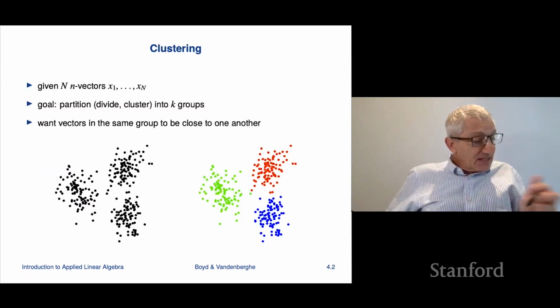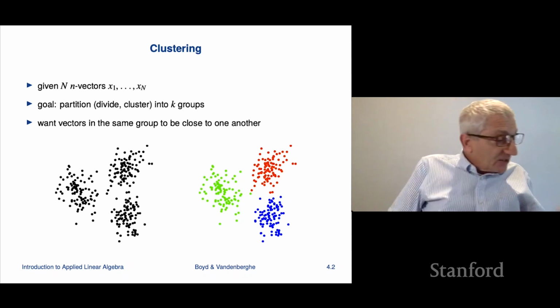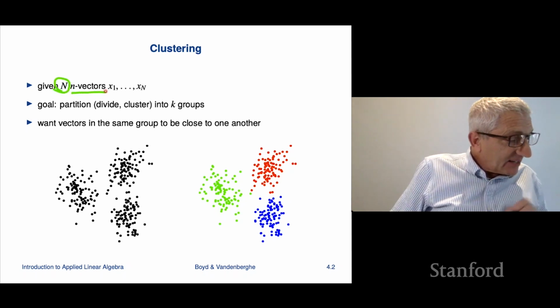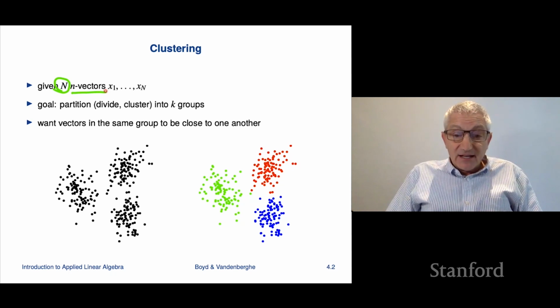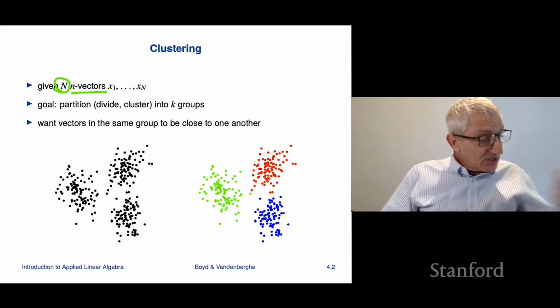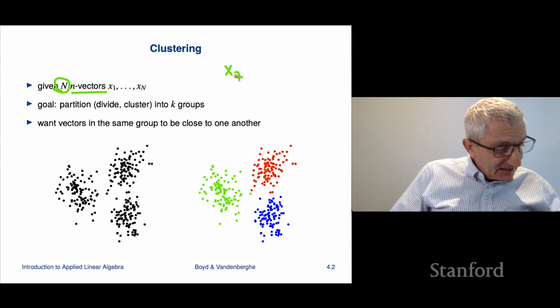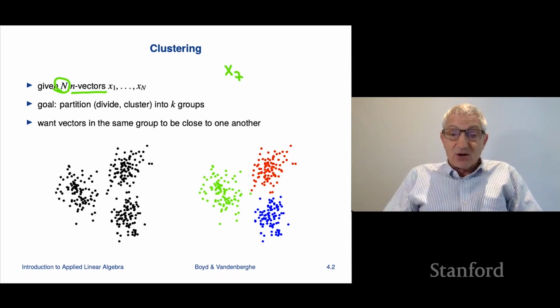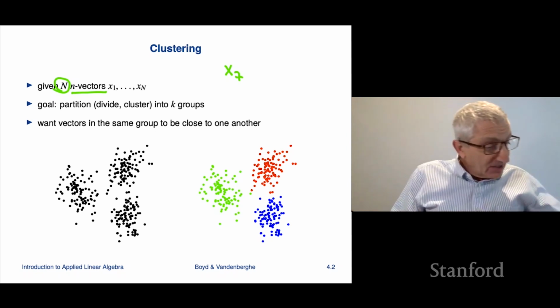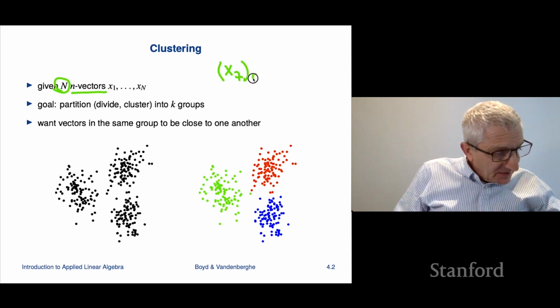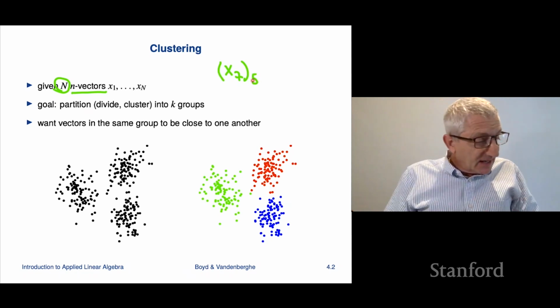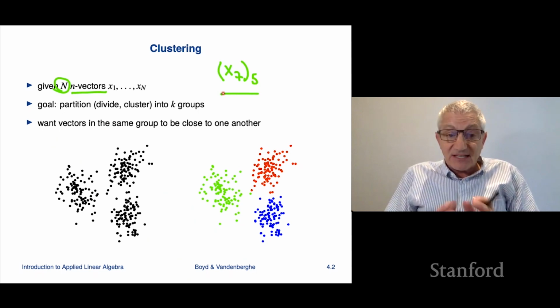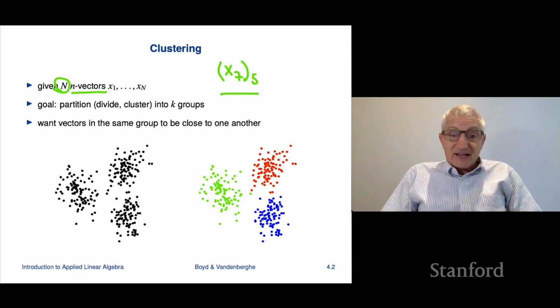So the idea behind clustering is this. We start with a whole bunch of vectors. We have capital N vectors, and we're going to call them x1 through xN. That's a subscript. Notice this is a little ambiguous, right? Because x7 is actually a vector. It is the seventh vector in our list of vectors, right? So if you wanted to refer to a component of x7, for example, you might do this. That notation would indicate x7 is the seventh vector, and this is a number now. It's the fifth entry of the seventh vector. Okay, so I have a list of vectors.